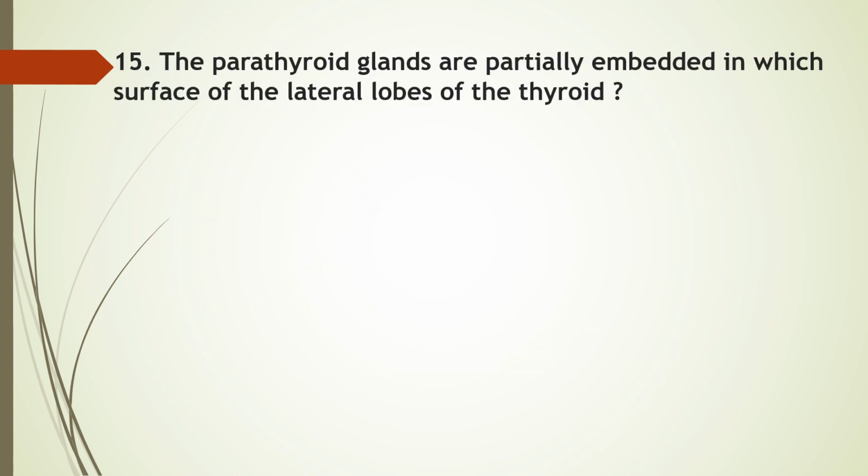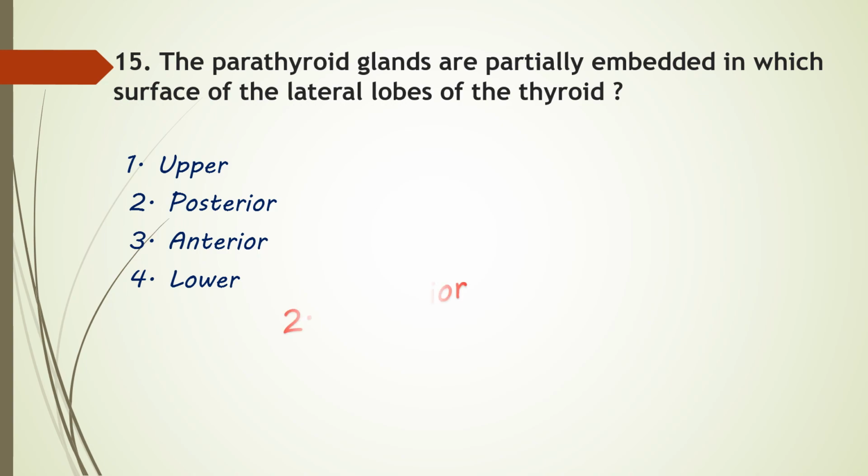Question number 15. The parathyroid glands are partially embedded in which surface of the lateral lobes of the thyroid? Options are upper, posterior, anterior or lower. The correct answer, parathyroid gland is situated posteriorly.